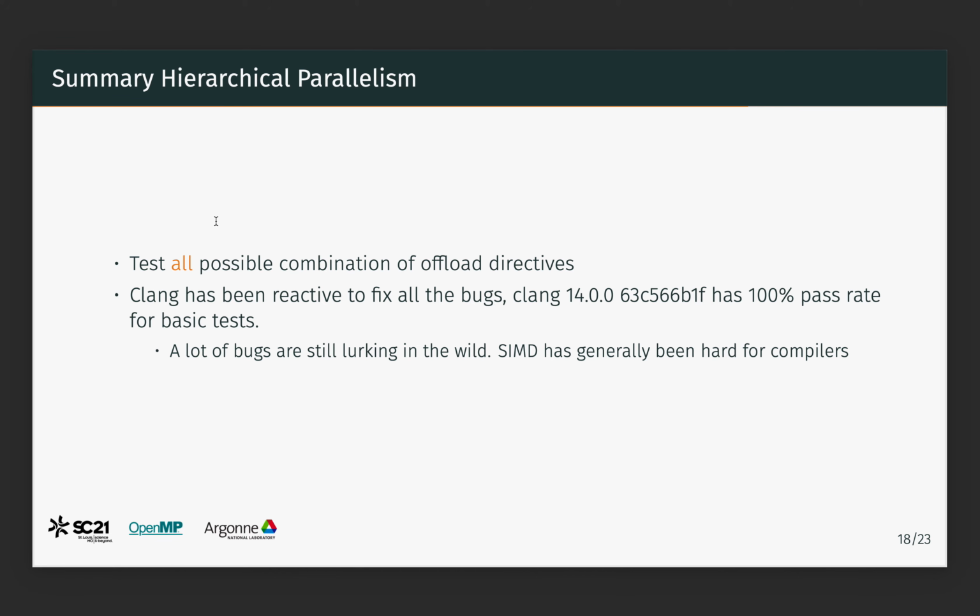So the summary is, I tried to show you that it is possible to test all combinations of a subset of these offload directives, mainly these six: target teams distribute parallel for. I found bugs in all the compilers, and Clang has been really reactive to fixing all the bugs I reported, or that they found internally, because I think now some people in the LLVM community are using OvO to test their code. And I'm proud to announce that Clang 14 is passing 100% of all the tests. Other compilers have a different kind of pass rate. I think everybody still has some bugs, and mostly SIMD was really hard for compilers. A lot of compilers were hanging when using SIMD.